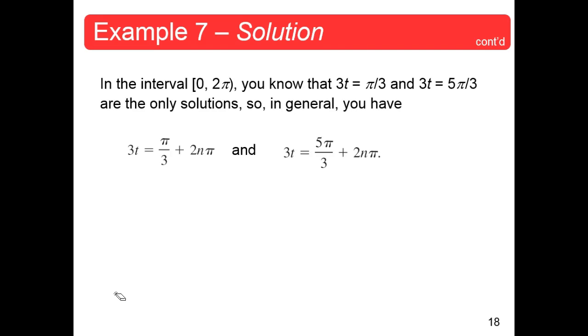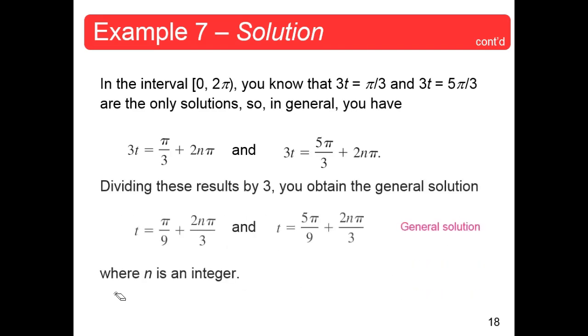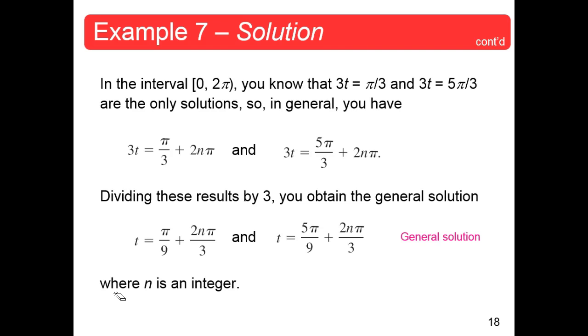So then the next step is divide both sides of both equations by 3. And that would give you pi over 9 plus 2 n pi over 3, or 2/3 n pi, or however you want to say it. And the other one is t is equal to 5/9 pi plus 2 n pi over 3, where n is any integer. Okay. That confirmed what we did. Got the same answers. Okay, there is a checkpoint there. Please do it as soon as you can outside of class.